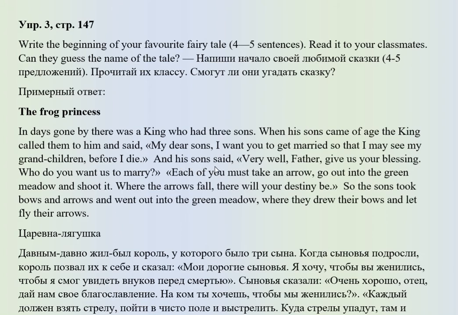And his son said, "Very well, father, give us your blessing. Who do you want us to marry?" "Each of you must take an arrow, go out into the green meadow and shoot it. Where the arrows fall, there will your destiny be." So the sons took bows and arrows and went out into the green meadow, where they drew their bows and let fly their arrows.